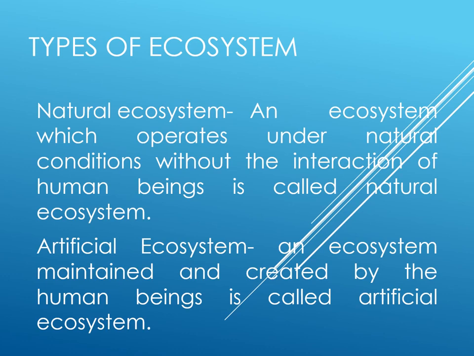Students, now we will explore the types of ecosystem. Based on their nature, duration, and size, ecosystems are of two types. First is the natural ecosystem, and the second is the artificial ecosystem. Let us focus on the definition of the natural ecosystem. An ecosystem which operates under natural conditions without the interaction of human beings is called the natural ecosystem.